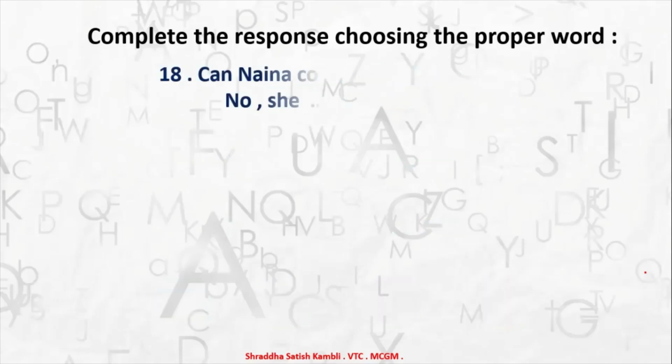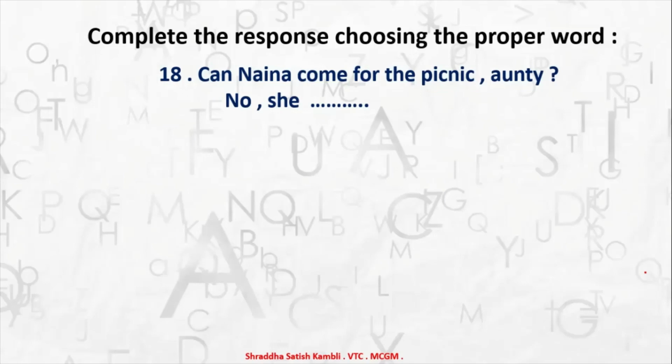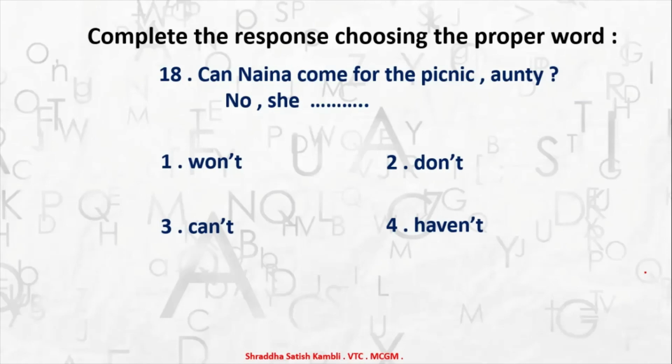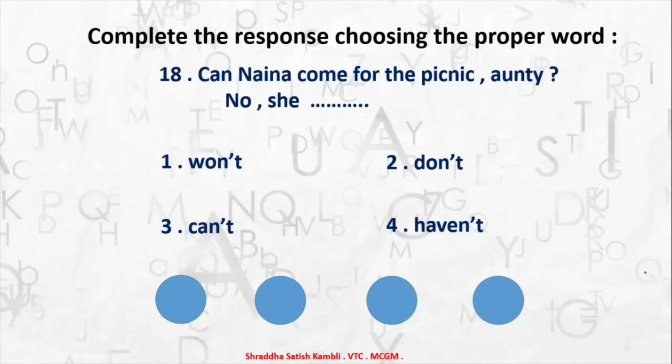Coming to the next question. Can Naina come for the picnic, auntie? No, she dash. So now you must be knowing the answer, right? So will it be won't, don't, can't, or haven't? What will be the right answer? It will be no, she can't. Can and can't. So the answer will be no, she can't.